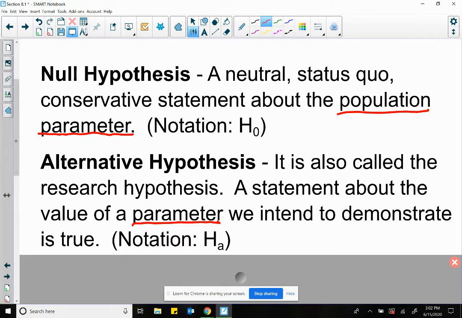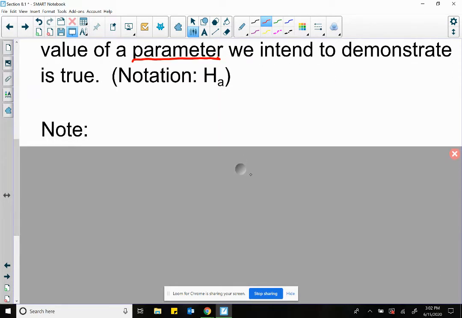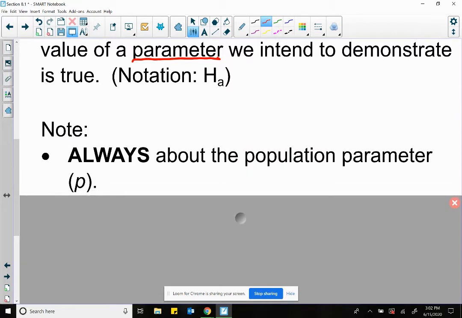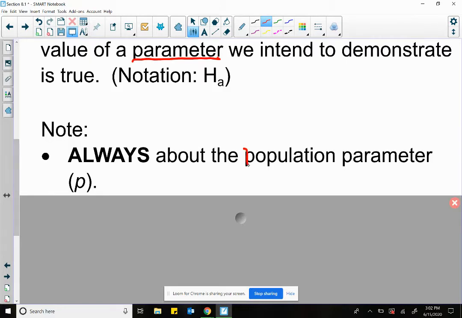So just a couple little notes down here. When we are dealing with the hypotheses, they are always about the population parameter, both of them. Okay? The only difference is in how we write them up. Okay? So let me show you how these are written up. But again, super important, it's always about that population. Okay? P.